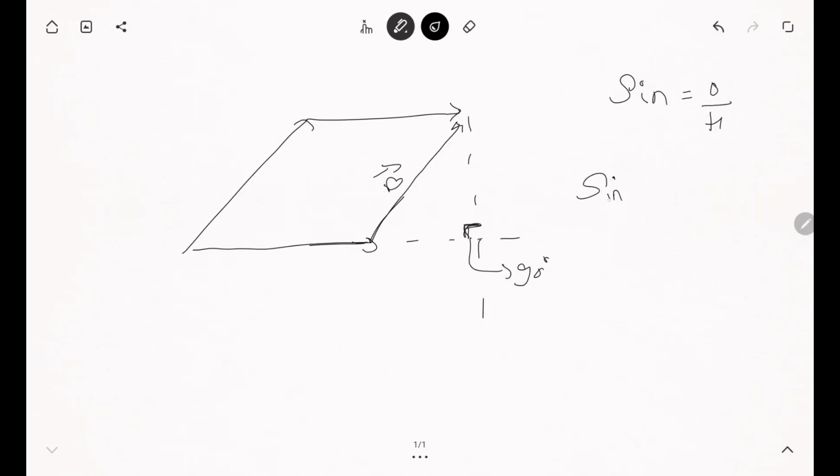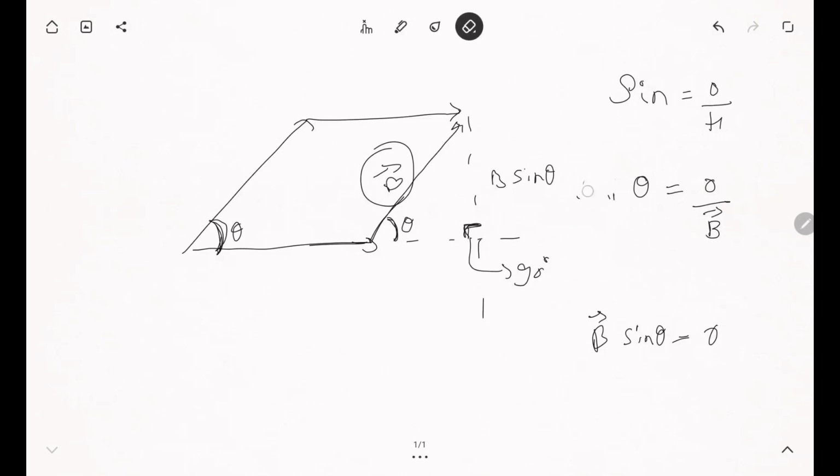Sine, and yes, there's a theta being formed here. So that theta comes here as well. So sine theta equals opposite by hypotenuse. The hypotenuse here is the b vector. So b vector sine theta will give you the opposite. So this is b sine theta, right?